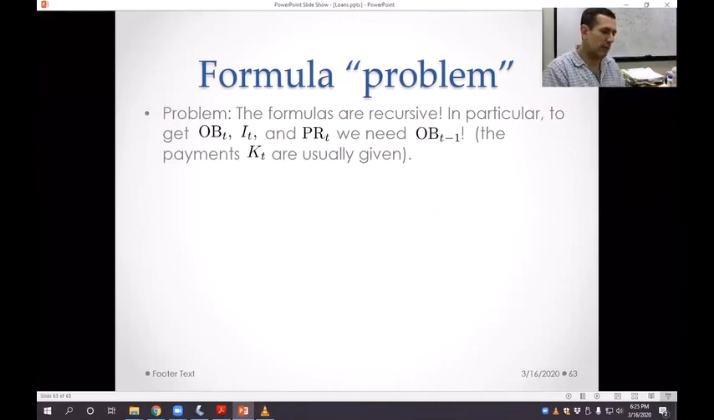But the issue here is that, let's say you have a 30-year mortgage, and you want the interest earned in the 27th year. To get that, you would ultimately need OB1, OB2, OB3, OB4, all the way up to OB26, the outstanding balance at the end of the 26th year. So there's got to be a better way to figure out the interest earned in the 27th year in a 30-year mortgage without having to do those calculations for 26 years.